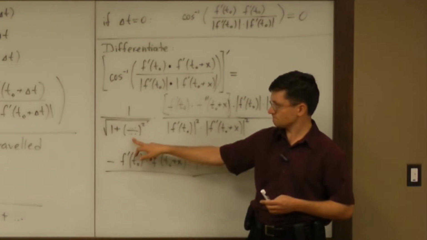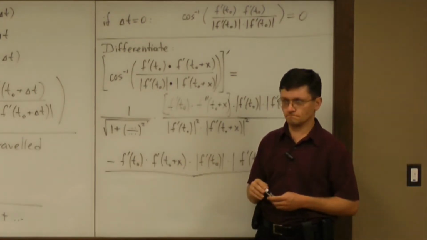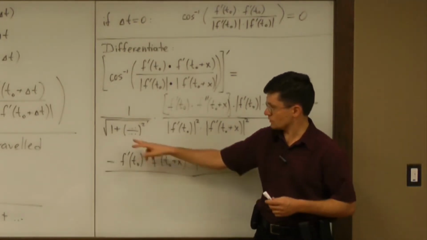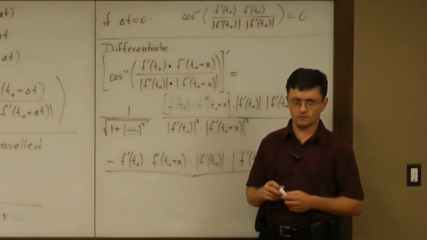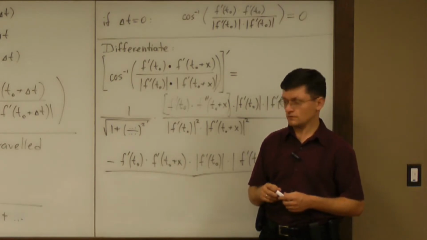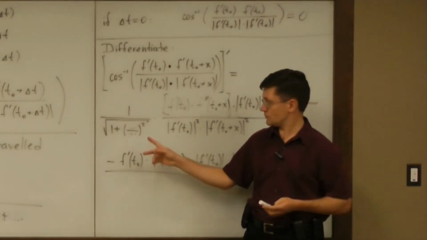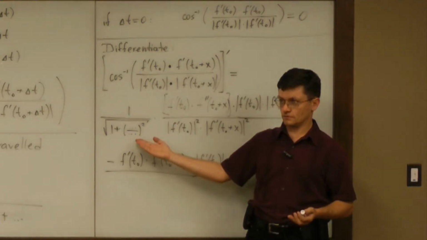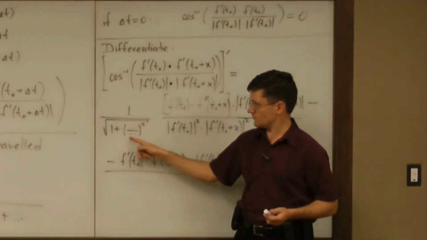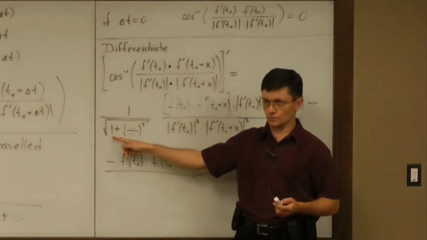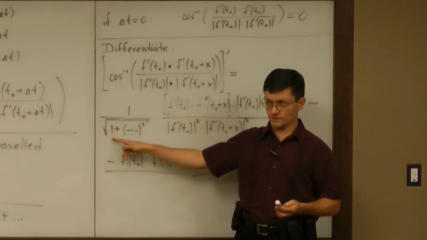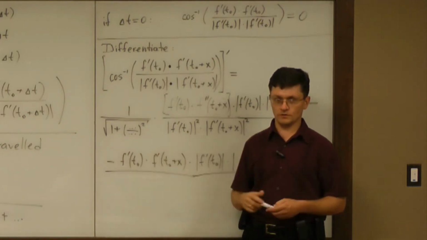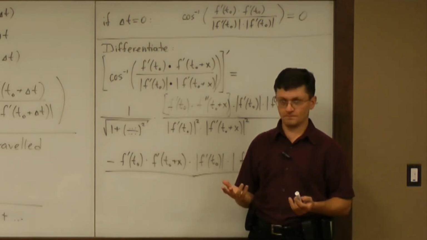What about this? Is there any problem substituting there? Well, what's the problem? The problem would be if that square root becomes 0. Can it ever become 0? No. The problem would be if the value under the square root is negative. Is that a possibility? No. So no problem. Hopefully.